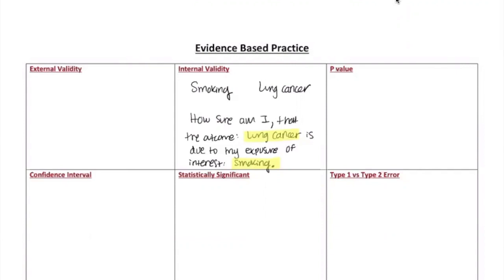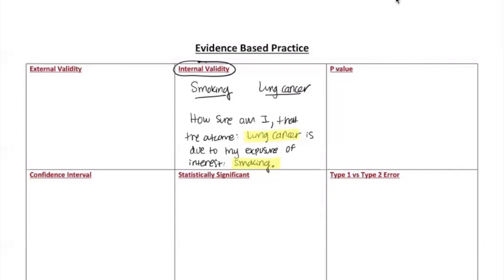So again, my goal here is to see whether or not this study has internal validity. My exposure of interest is smoking, and my outcome of interest is lung cancer. In order to determine whether or not the study I'm looking at has internal validity, I'm going to ask myself a series of questions, and I'm going to critically appraise this study and look for any potential bias.